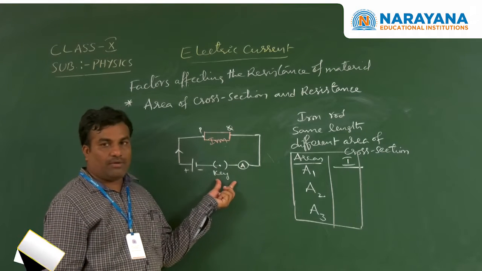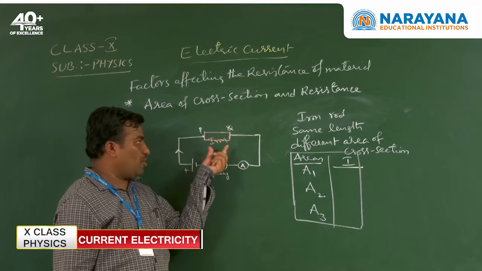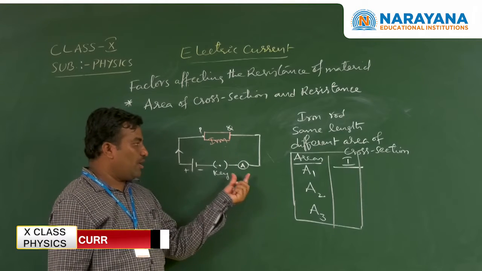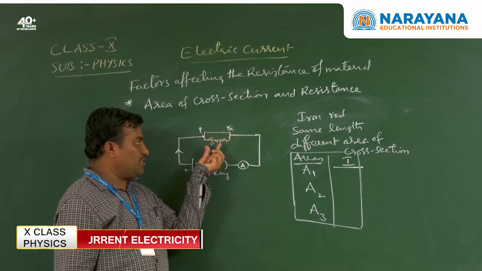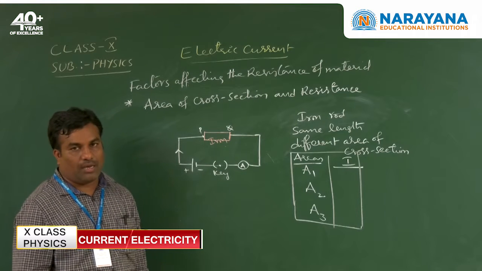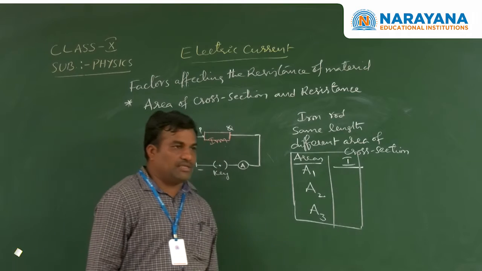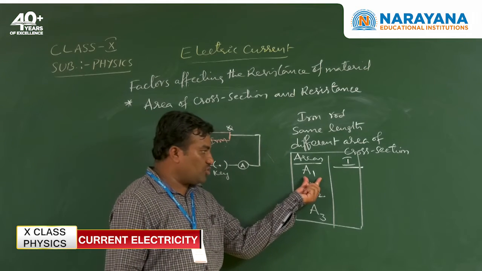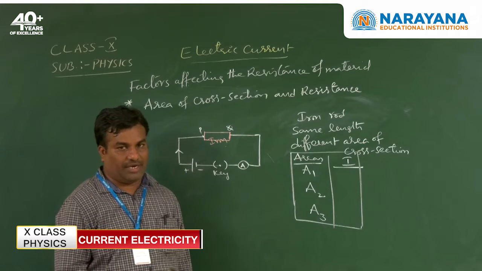Press the key. Now current flows from the positive end to the negative end passing through the third iron rod. Now we can note down the area value, that means a different area, and we note the current across the ammeter. So what do you notice from these three readings? The areas of cross section are different, and the flow of current is also different.